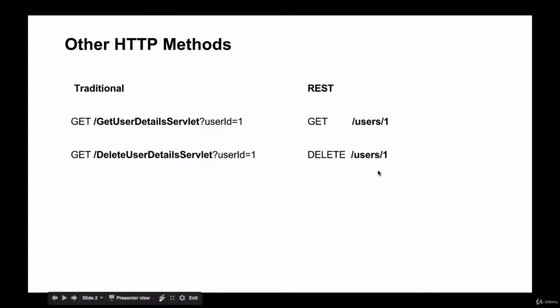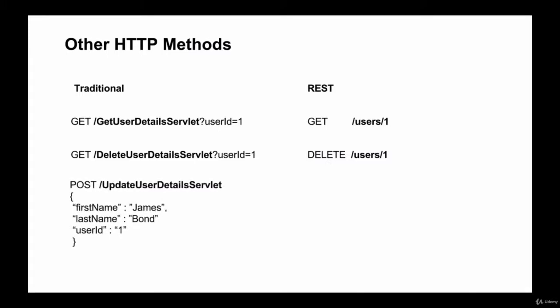So one of the differences between traditional and RESTful is that we do not include the action which we want to perform in the URI. Our URI stays simple, /users/ and then the ID of the resource that we want to get or delete, but the action which we want to perform on that resource is specified in the HTTP method, whether we want to get it or delete it.